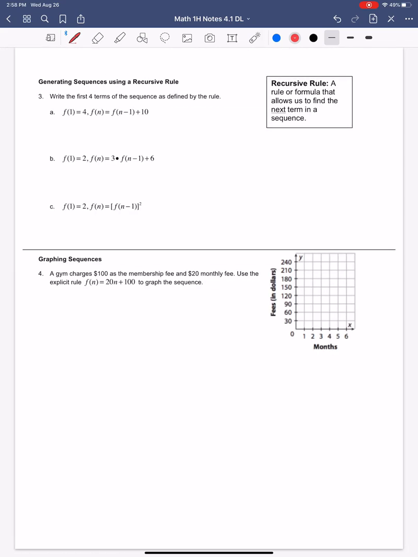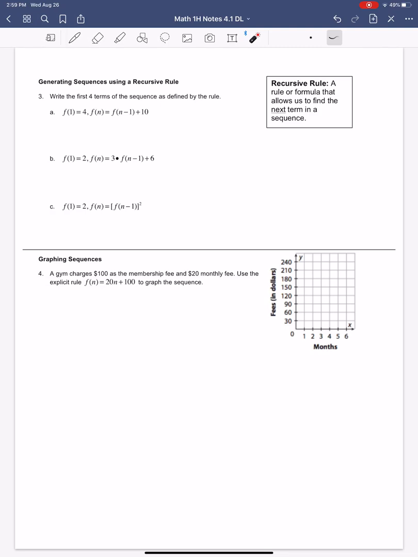We also have these rules that are called recursive rules, and they get us to the same place as the explicit rules. It's just a different way to do it, and really it's a less helpful way to do it. It says a recursive rule is a rule or formula that allows us to find the next term in the sequence.